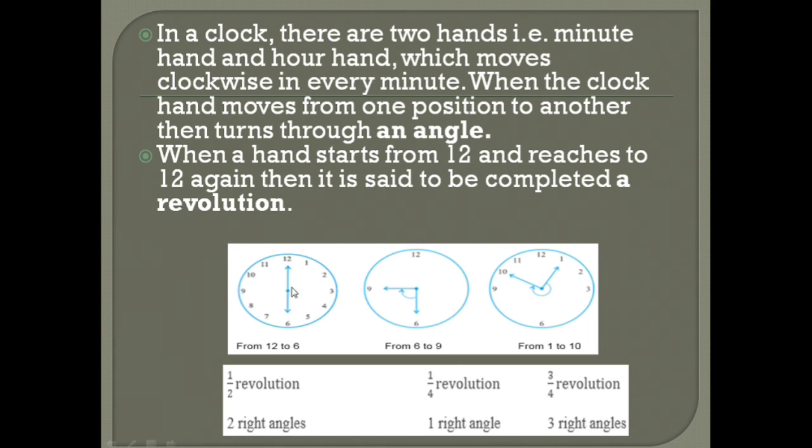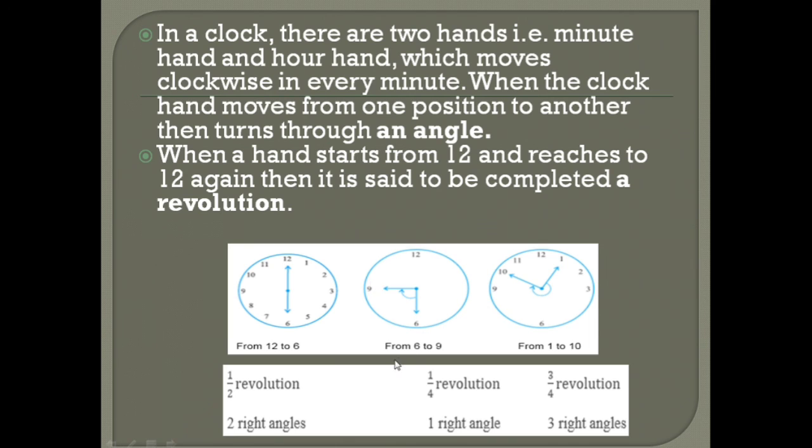How are they formed? See, if one hand moves from 12 to 3, it will make one right angle, and again when one hand is at 3 and the other at 6, it will again form a right angle. So a total of two right angles will form.